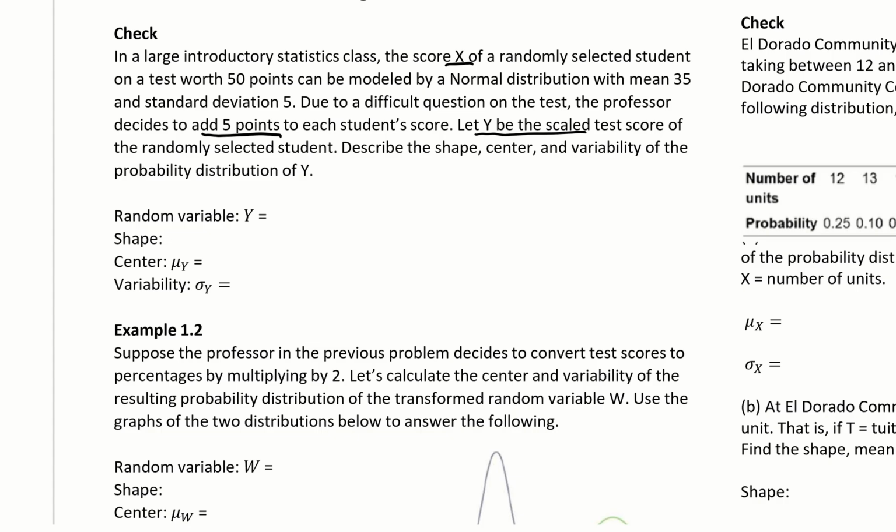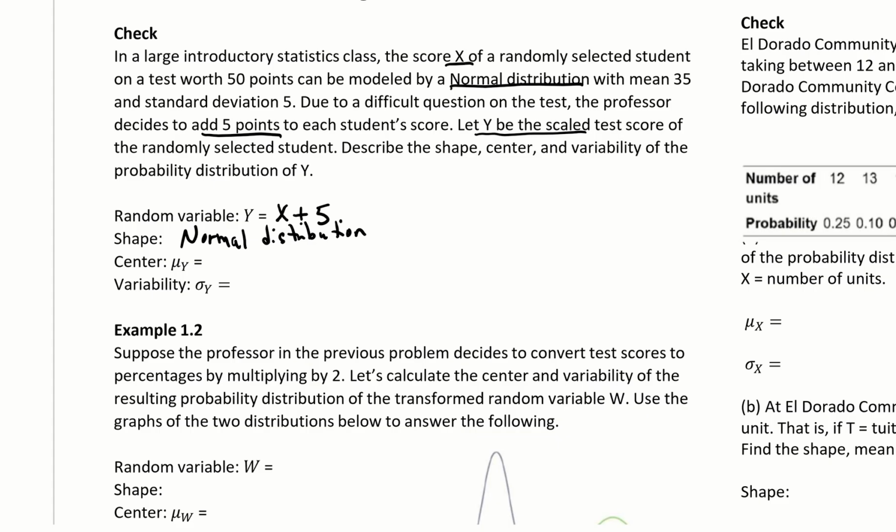So the random variable Y is equal to the random variable X plus 5 points, right? The shape, if I transform it, is still going to stay the same, right? It was a normal distribution, so it's going to stay a normal distribution. So shape does not change. The shape is normal distribution, so the same.